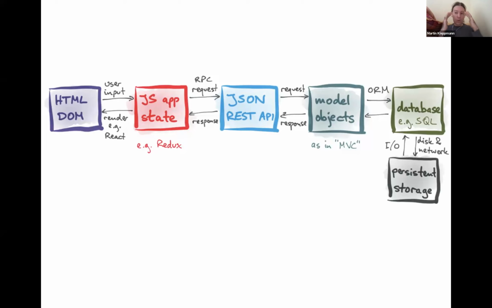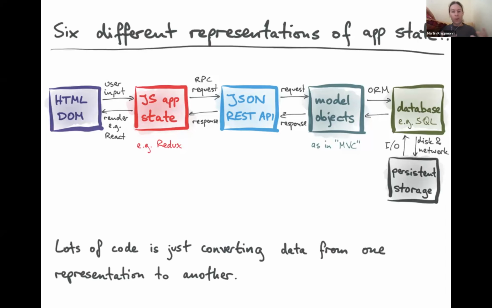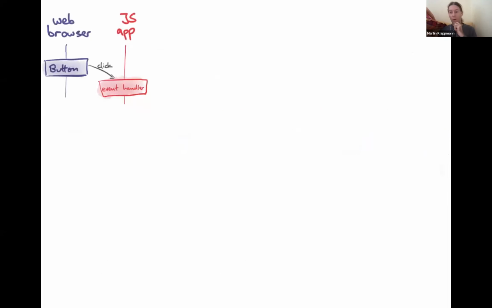If you think about it, there are just so many layers here, and most of the code in the application is just transferring data from one representation into another. We're just pumping data through all of these layers, but most of the code is not doing anything interesting. It's just converting from one representation to another. And this is kind of tragic. But it doesn't stop there. There are even further problems with the way we build web apps nowadays.